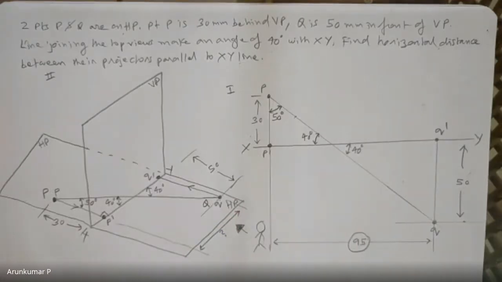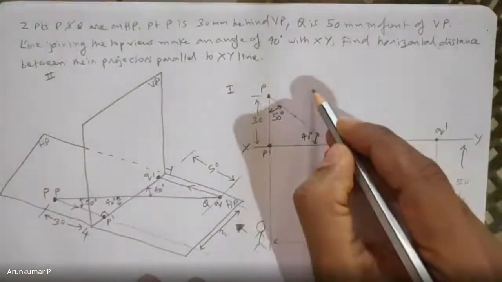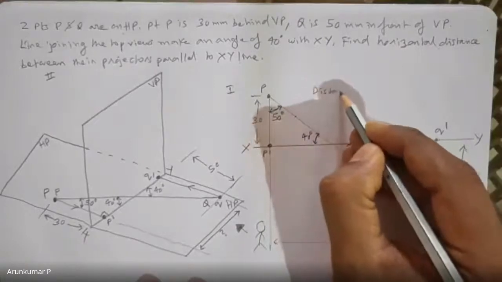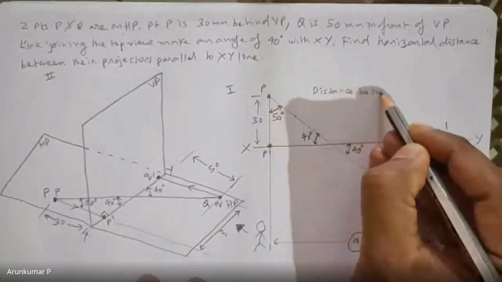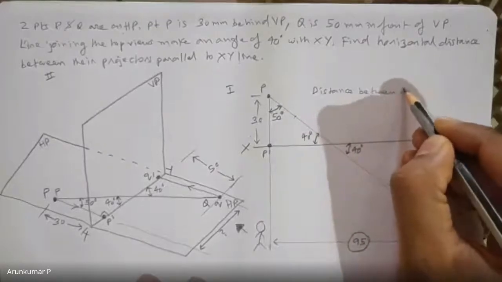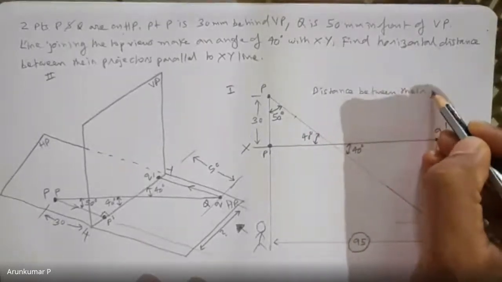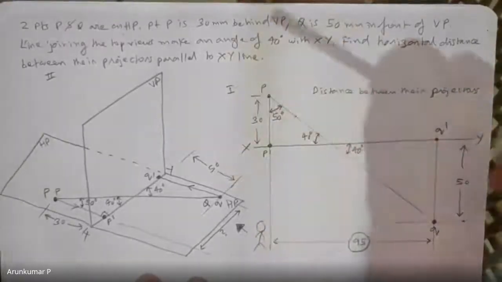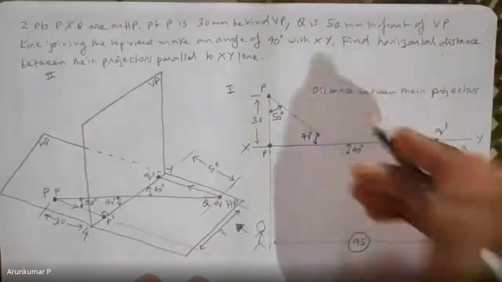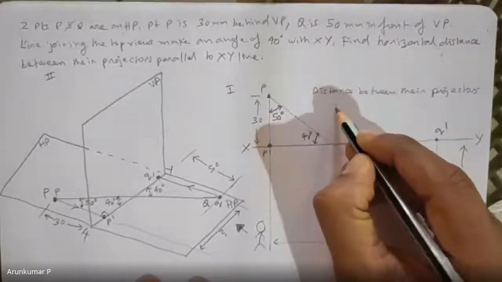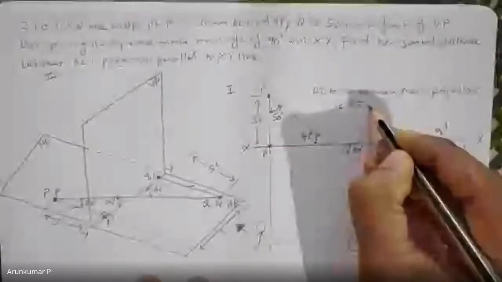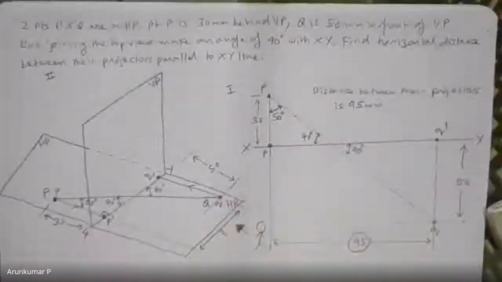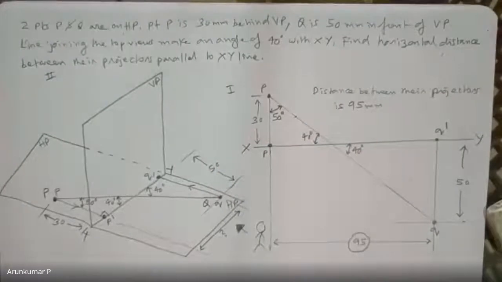Okay, and it's not over. You have to specifically write that the distance between the projectors is 95 mm. This has to be mentioned. Now your solution is complete.